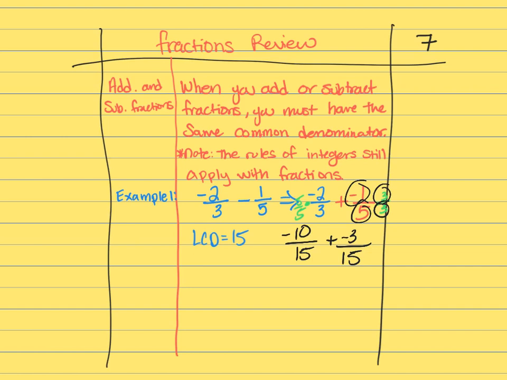Now that they have the same common denominator, I can combine the top numbers. So now I'm just going to rewrite it over here. Negative 10 over 15 plus negative 3 over 15. The denominators stay the same, and the numerators, negative 10 plus negative 3, have the same sign. So you add them together and you keep their sign. So I have negative 13 over 15. That is my solution.